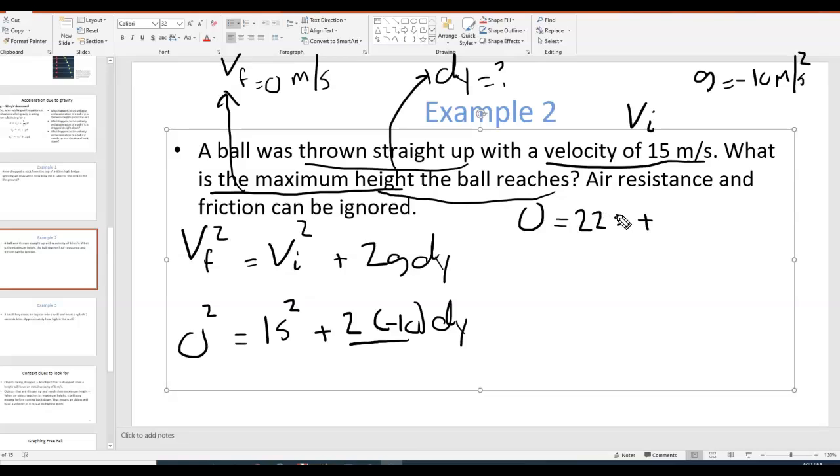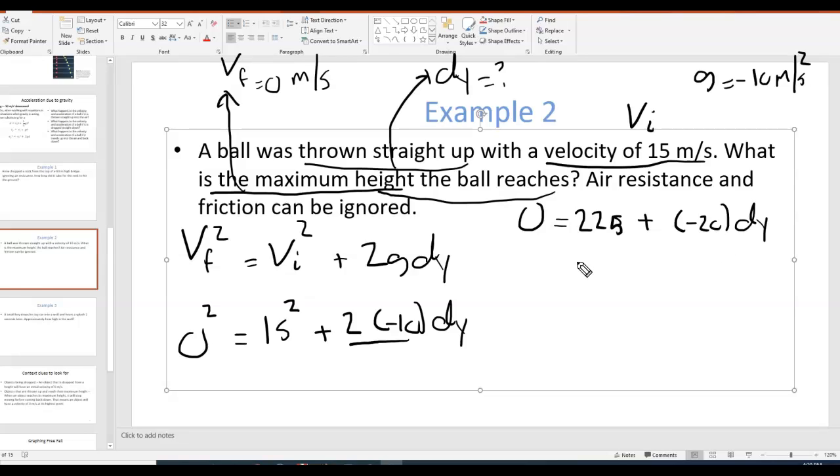Okay, so 225 is being added to 2 times negative 10 is negative 20 times dy. And again, you cannot combine this 225 and the negative 20. That's not how algebra works. So from now, I need to rearrange this. I say what's being done to dy. Number 1, it's being added by 225. And number 2, it's being multiplied by negative 20.